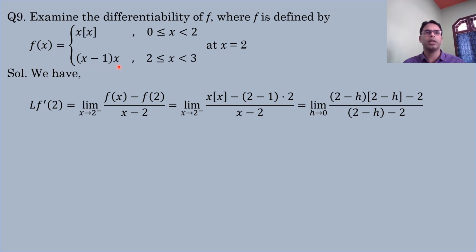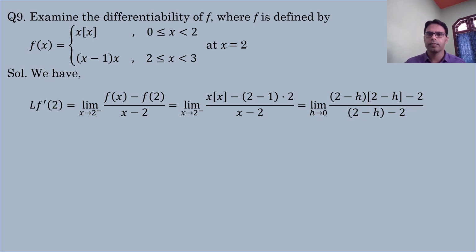So it is (2 minus 1) into 2, that is 1 into 2, which is simply 2. But you see, making h tends to 0, x is equal to 2 minus h, so 2 minus h, minus 2 in the numerator, and the denominator is x minus 2, which is 2 minus h minus 2. The 2 and negative 2 cancel, minus h is the denominator.